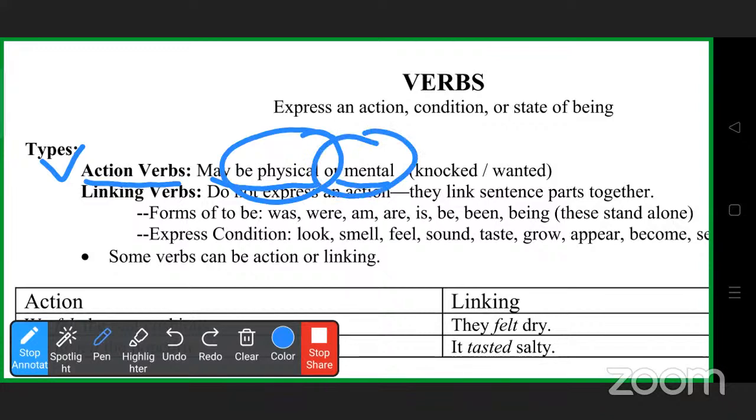When there is a physical or mental action, for example, knocked. Knocked means knocking down someone, so there is a physical action. Wanted. Wanted means somebody desires to do something. If somebody desires to do something, that is their willingness to do something. So there is a mental level of acceptance related to that verb.